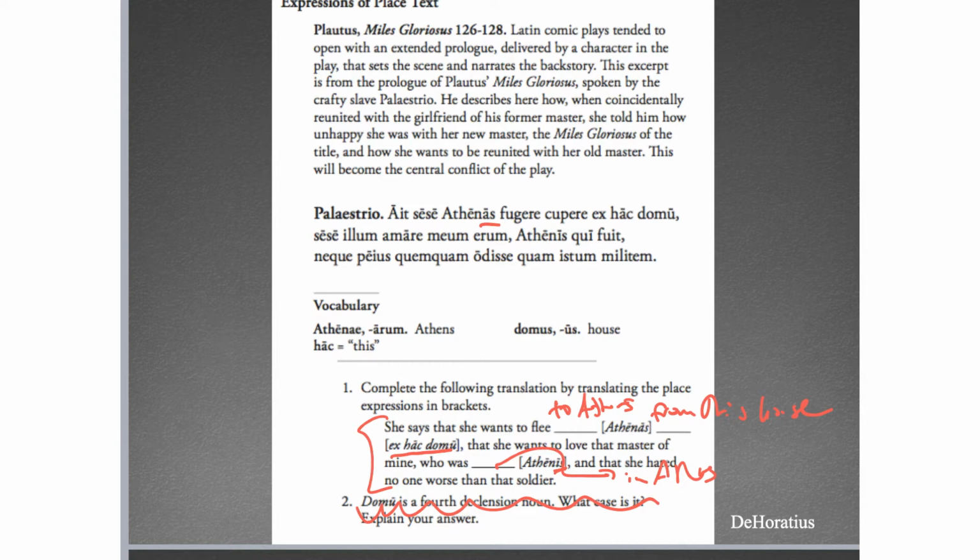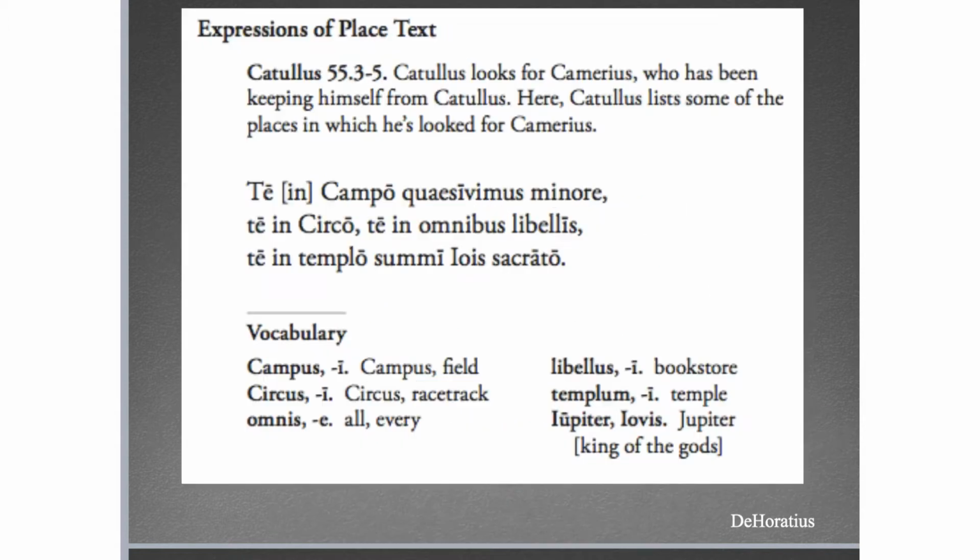All right, so we see we had place where, right? That's going to be in. We had place to which. It's going to be ad plus the accusative. And now here we have place from which. Where is it? Here it is. All right, which is that ablative, with a or ex in this case, but also de or ab.